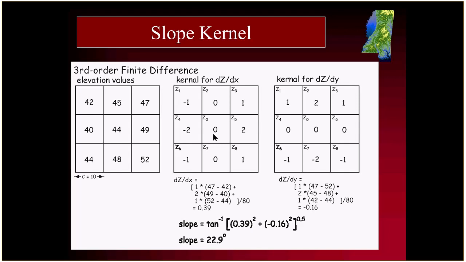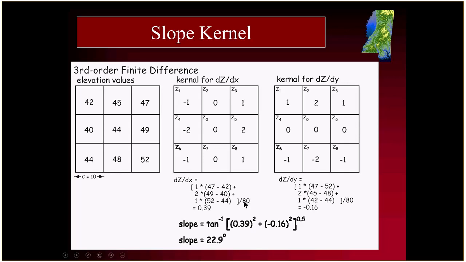So how would you do that? Well, you might go out and actually survey in the center points of these values and figure out the true slope, and then plug it into this formula and see how close it got. What we're doing is instead of just taking these two values, we're taking all three of these values and all three of those values and subtracting them. So we're saying 47 minus 42 plus 49 minus 40 twice, we're doing that twice, plus 52 minus 44, we're doing that once.